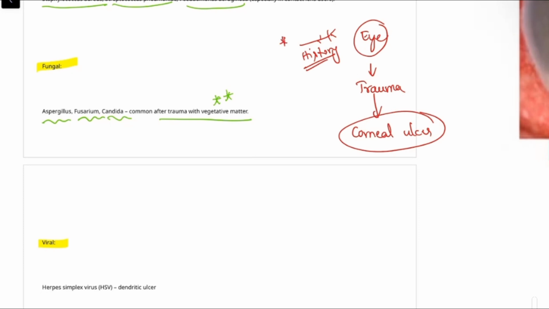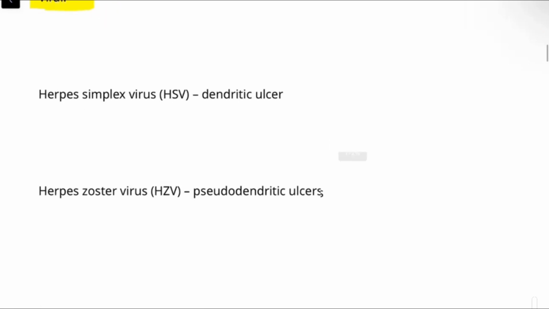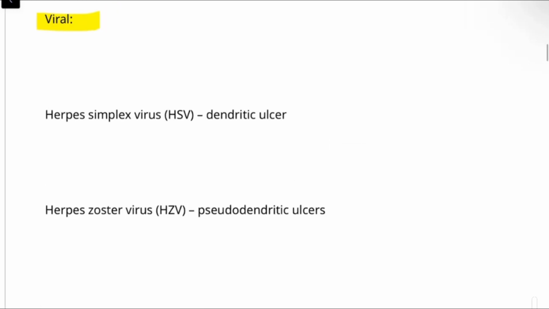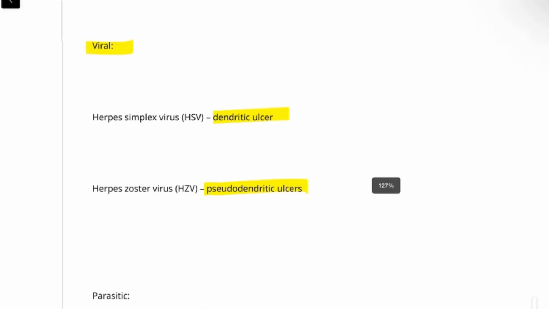So if there is a history of trauma due to vegetative matter and the patient comes to you with the clinical features of corneal ulcer, you will have to think in mind that this is a fungal corneal ulcer. And the fungi causing it are Aspergillus, Fusarium, and Candida. Other than that, what are the viruses that cause corneal ulcer? They are herpes simplex virus and herpes zoster virus. Herpes simplex virus causes a dendritic ulcer, whereas herpes zoster virus causes a pseudodendritic ulcer.